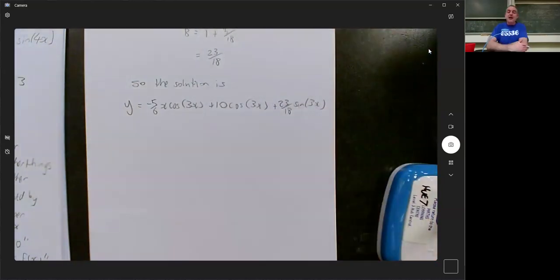So that multiplying by x happens anytime that the thing you've got is part of the homogeneous solution, and if when you multiply it by x it's still part of the homogeneous solution, multiply it by x again.